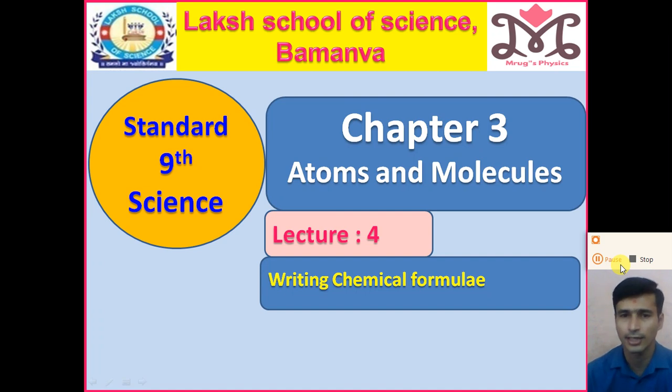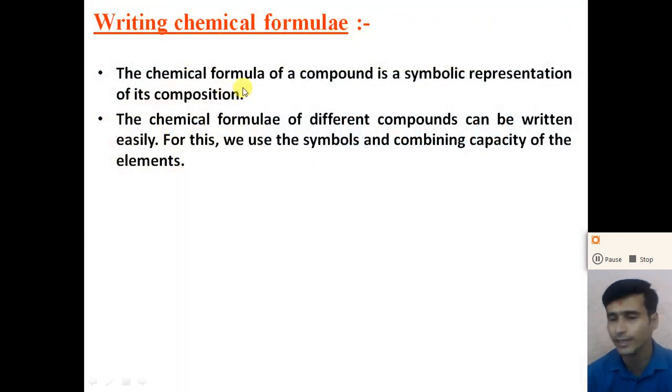In the same way, atoms of different elements, two atoms of the hydrogen element and one atom of the oxygen element, combine to form the molecule of water, right? So now how can we write the chemical formula of water? What is the chemical formula of different compounds? What do we mean by the chemical formula, and how can we write the chemical formula of different compounds? We will see in this video. So dear student, let us start with the first point, writing the chemical formula.